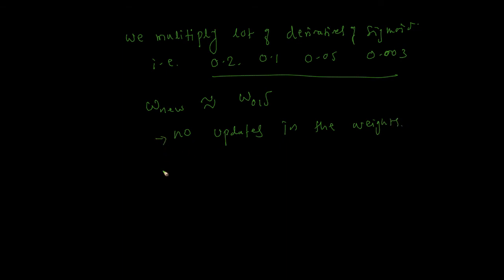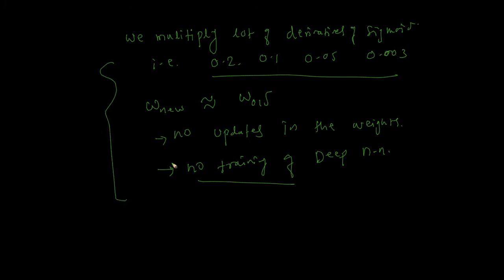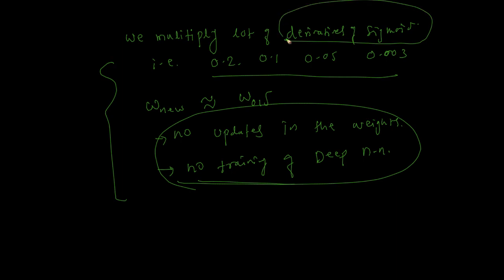No update means no training of the weights, no training of the neural network, no training of the deep neural network. Not even a neural network with 2 layers was getting trained properly, forget about a neural network with more than 5, 10, or 15 layers. So no training of a deep neural network. This problem is called the vanishing gradient problem. It occurs because of multiplying a lot of derivatives with these fractional values.